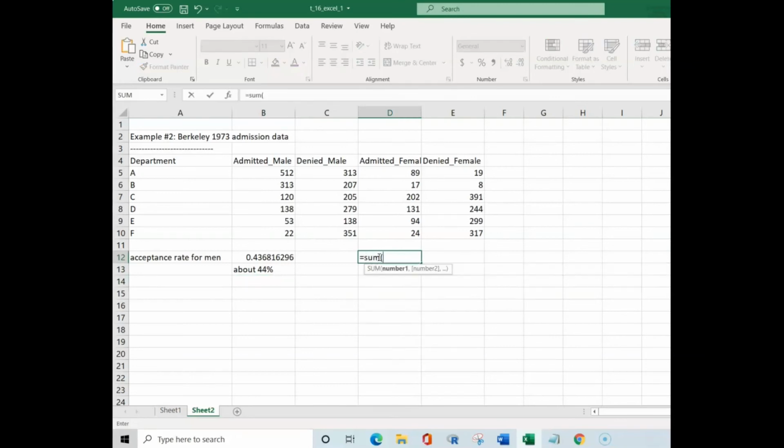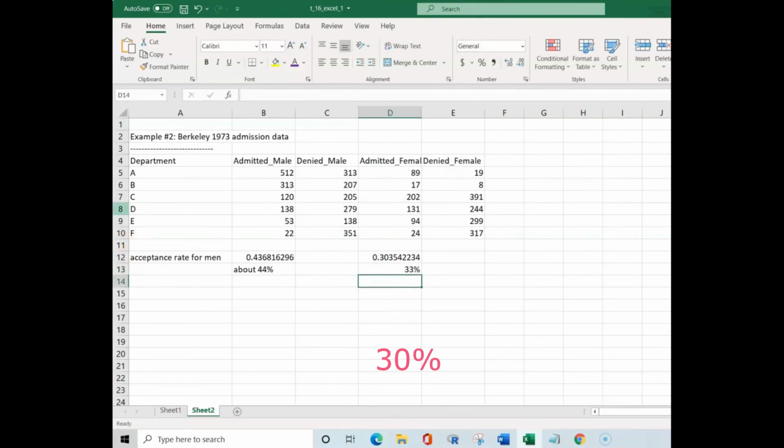Let's do the exact same thing for women. Same thing is total admitted divided by total applied. And total applied is simply admitted plus rejected. So roughly it's about 30%. Sorry, it's not 33%, it's 30%. So these two values, based on aggregate data, is 44% versus 30%.